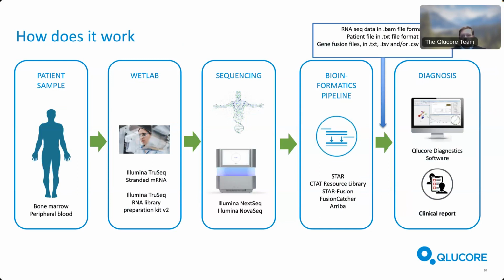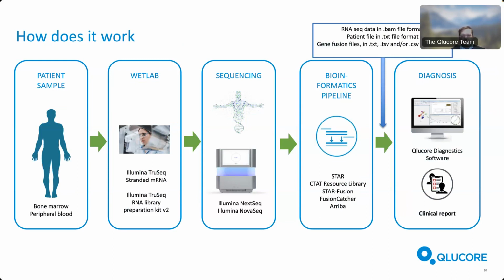TruSeq Stranded mRNA or TruSeq RNA Library Preparation Kit 2 are the library kits that have been tested for Qlucore Insights. And the kits contain material to convert mRNA into cDNA, and after that the protocols are very similar to a normal DNA library prep. And that's why I made the remark earlier that anyone that can sequence DNA can also sequence RNA.